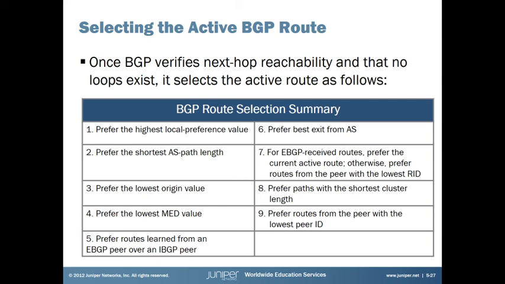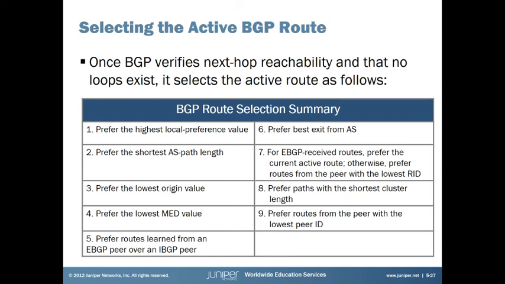Prefer the lowest origin value. So we've got routes that may have been originated from an IGP. They have a value of 0. We've got other routes where we don't know where they came from. They have a value of 3. All right, well, the ones originated by an IGP are going to become active because they have the lowest origin value. Okay, their value is 0. So they will then become active.